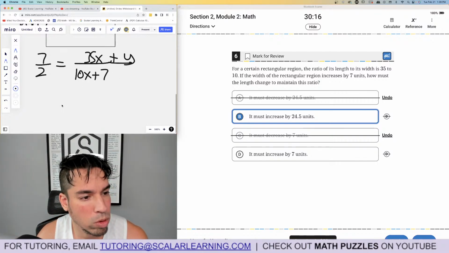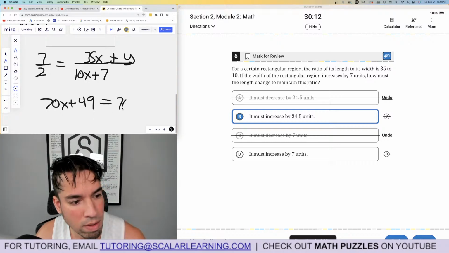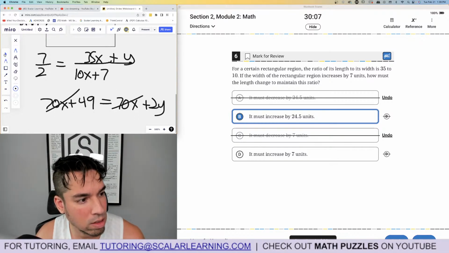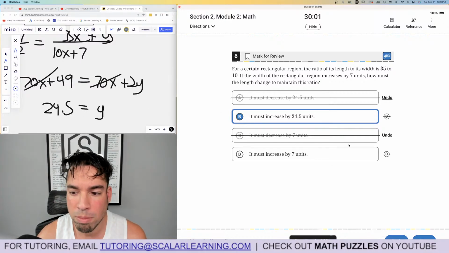Okay, so we'll cross multiply. We get 70x plus 49 equals 70x plus 2y. The 70x cancel out, right? And then you divide both sides by 2, y equals 24.5. So that's how much it would increase by. B is the winner, done.